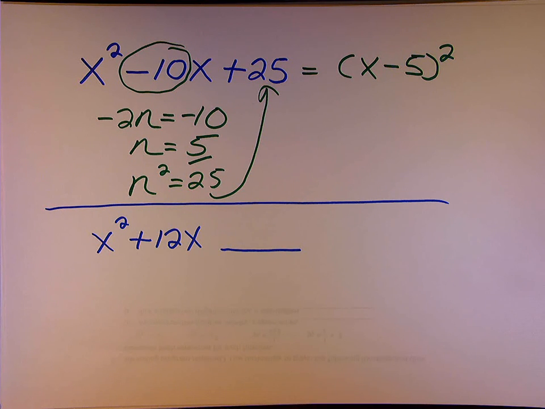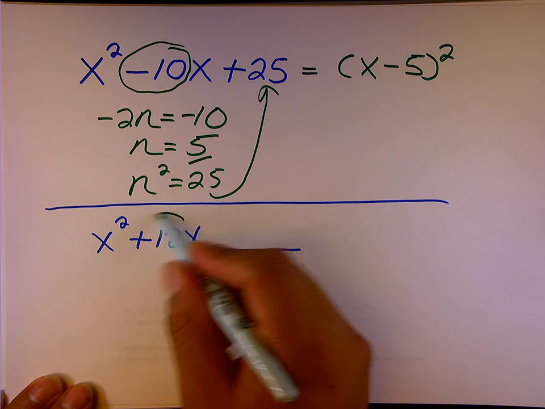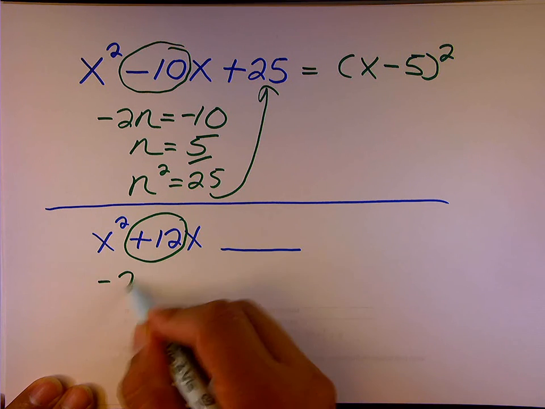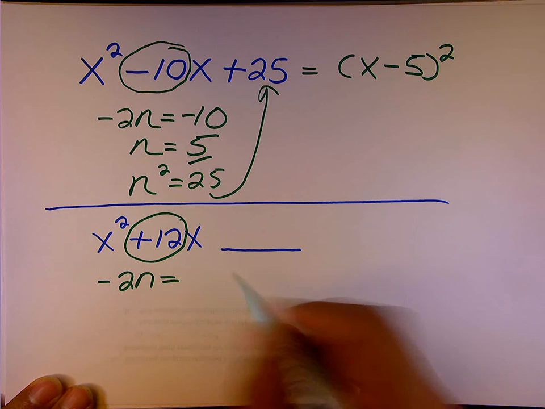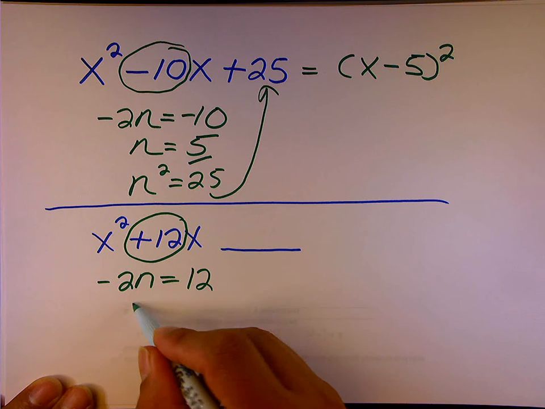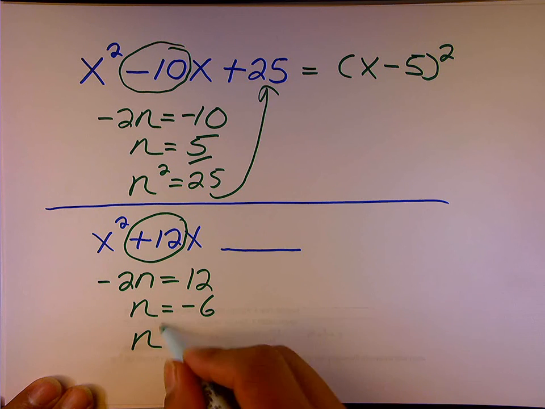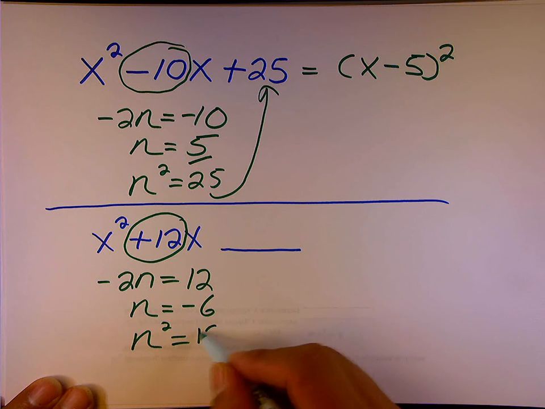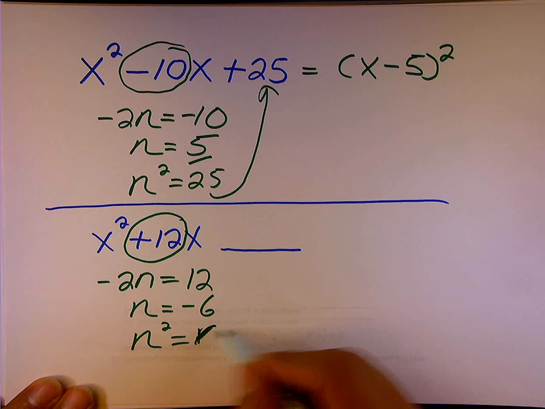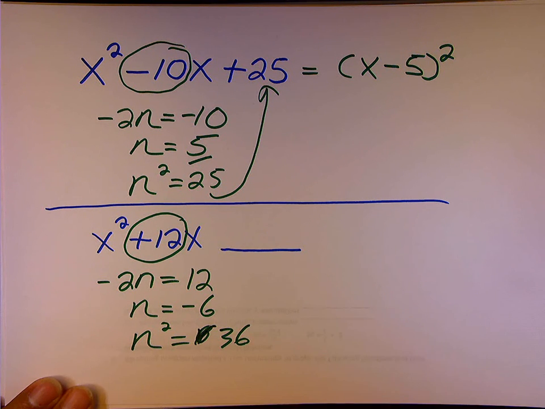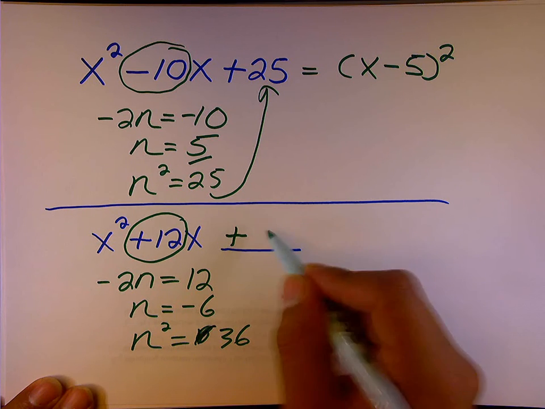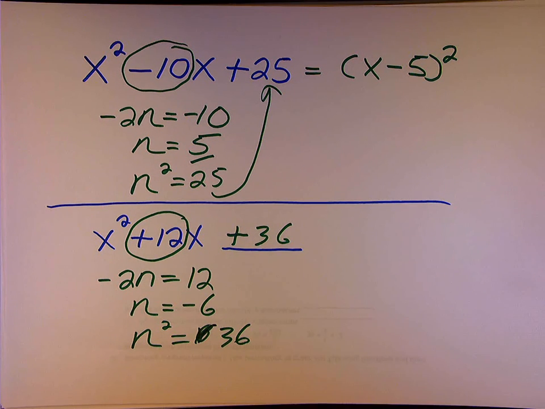That missing number will be found by taking the number in front of x and letting negative 2n be the number in front of x. That means the number I am looking for, n, is negative 6. Then n squared is not 12, it is 36. So what I am missing is a positive 36. When I put that positive 36 in there that was not there before, we call this technique completing the square.